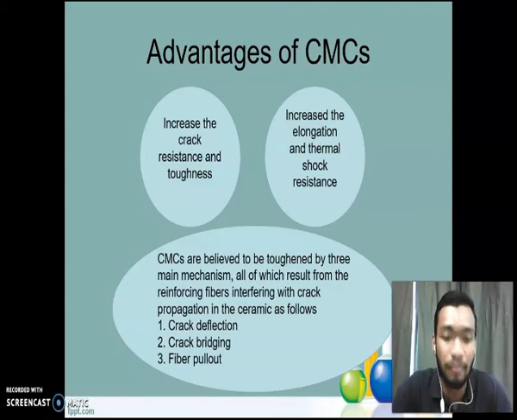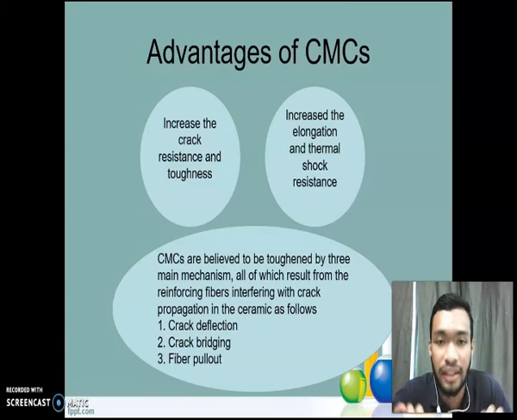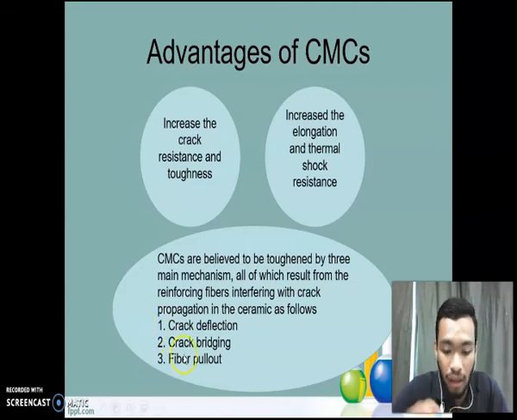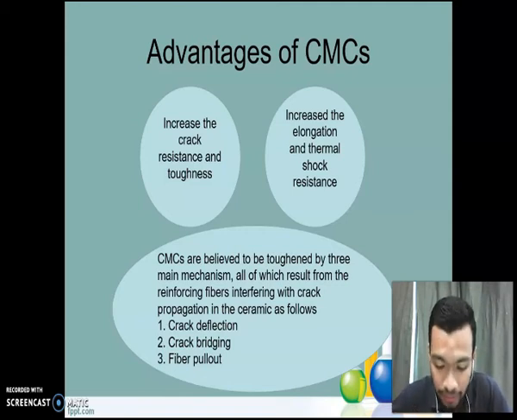The second one is crack bridging. Fibers can bridge the crack and help to keep the material together. So it will increase the stress level of the CMC, so a higher stress level is needed to crack the CMC. And the last one is fiber pull out. What do I mean by pull out? The friction caused by the fiber being pulled out of the cracking matrix absorbs energy, so higher stress is needed to produce further cracking.